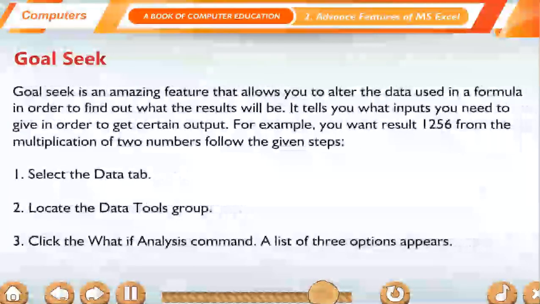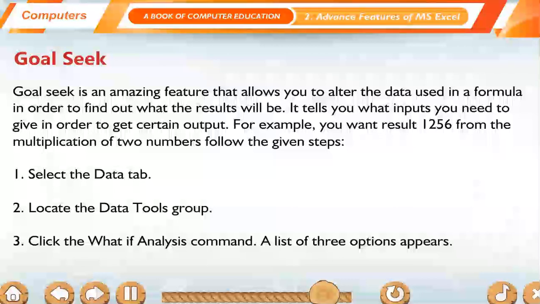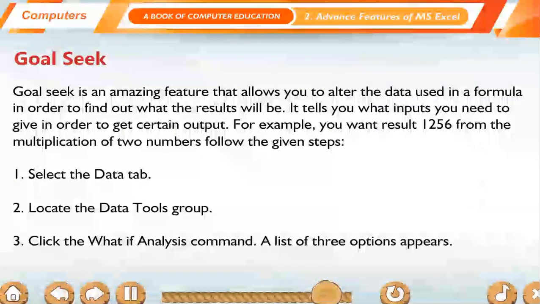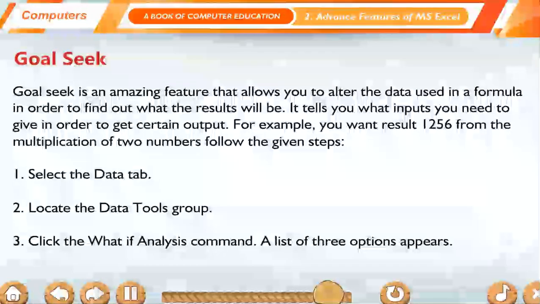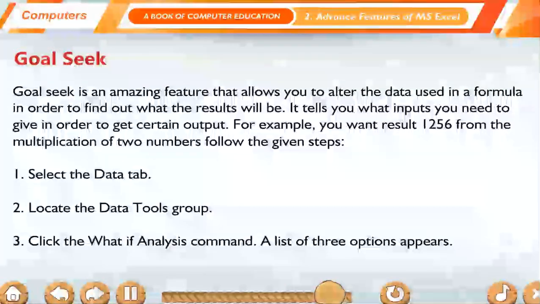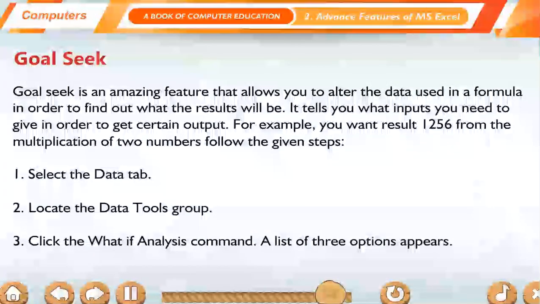Goal Seek. Goal Seek is an amazing feature that allows you to alter the data used in a formula in order to find out what the results will be. It tells you what inputs you need to give in order to get certain output. For example, you want result 1256 from the multiplication of two numbers.